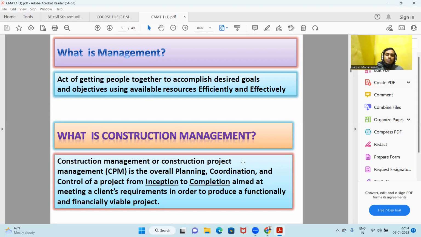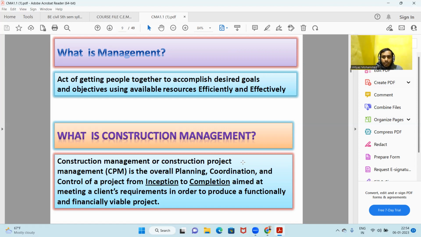Construction management is a broader definition, which includes the overall planning, coordination, and control of a project from inception to completion, aimed at meeting a client's requirements in order to produce a functionally and financially viable project. Now, let us try to break this sentence down and understand it. Overall planning, where we are thinking of how to go ahead with the project. Coordination, proper cooperation between the different segments of the construction works. And control of the project from inception to completion.